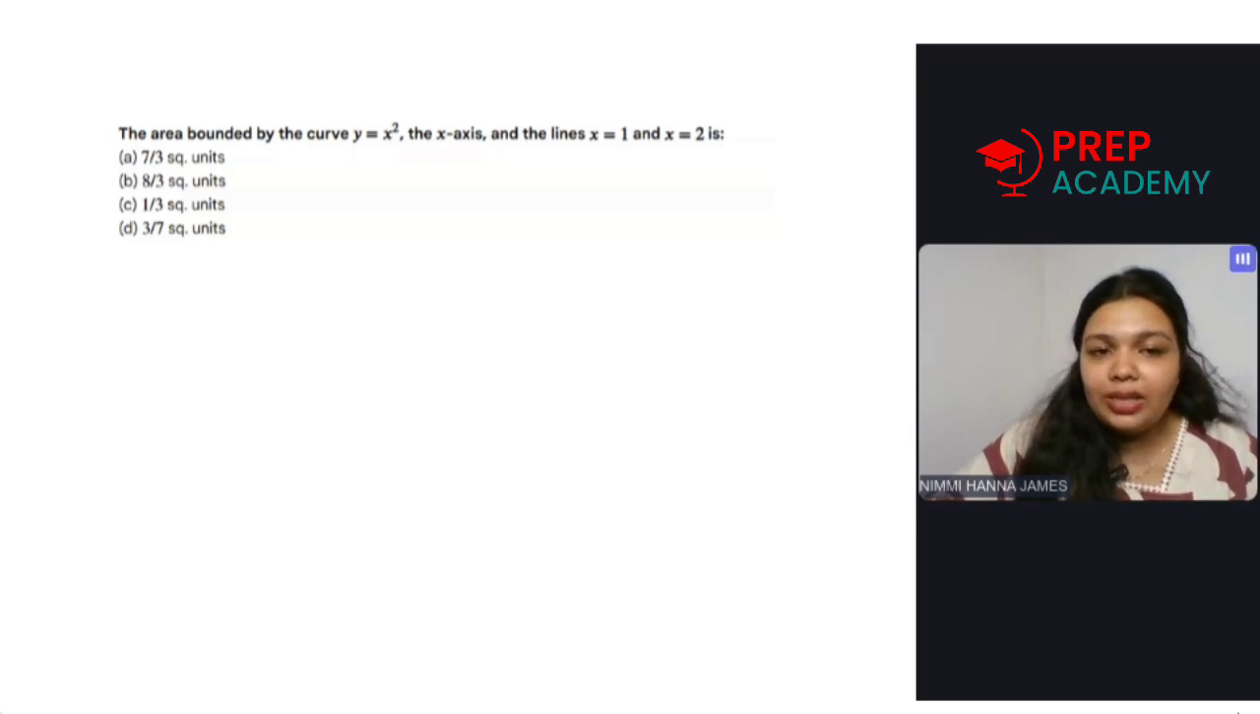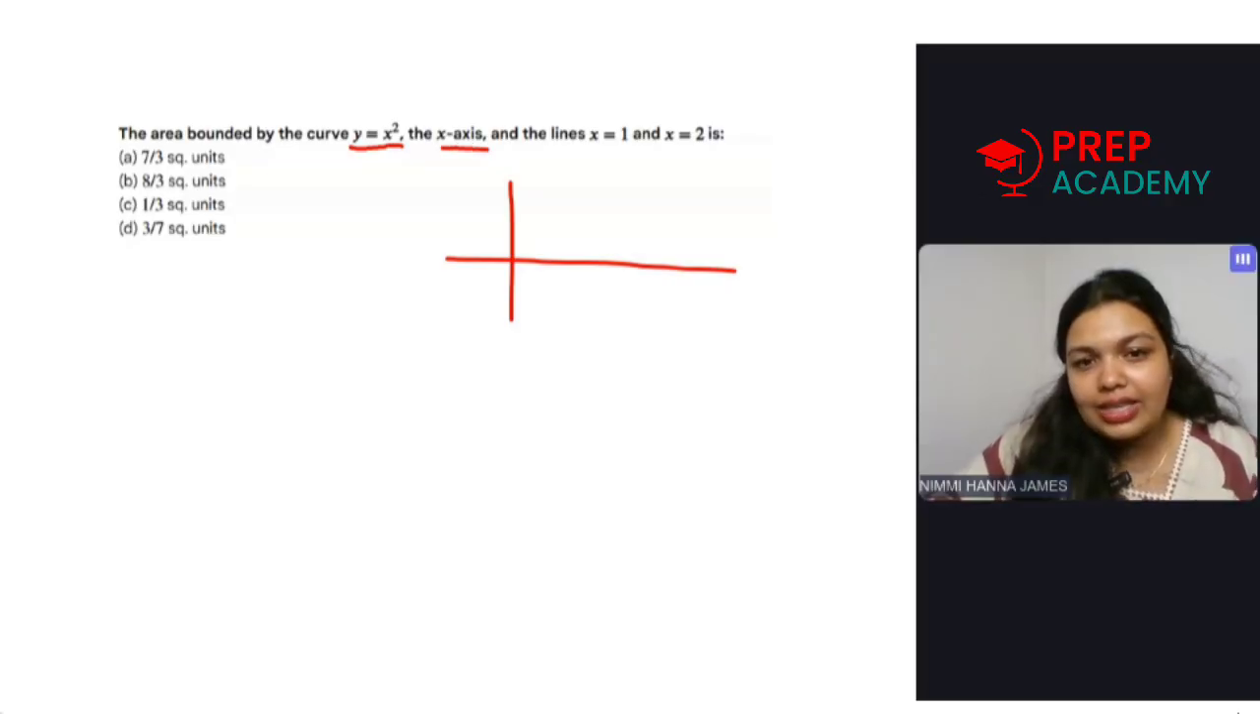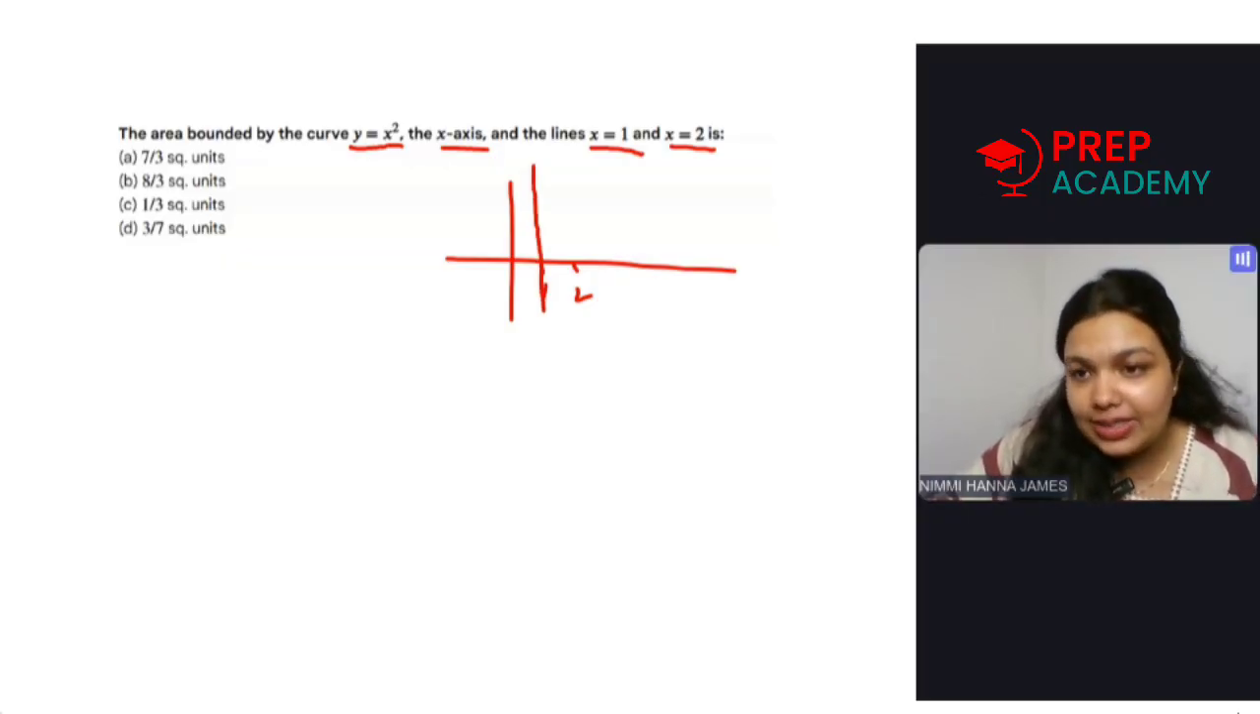So if we get a problem like this, the first thing you have to do is draw a graph. I'm just going to draw the graph of this: y is equal to x square, the x-axis, and the lines x equal to 1 and x equal to 2. So this is the line x equal to 1, correct? x equal to 1 is a line which is parallel to the y-axis.